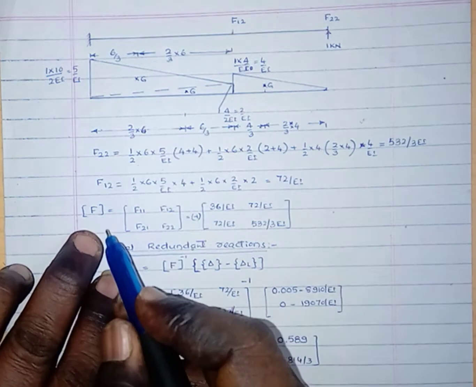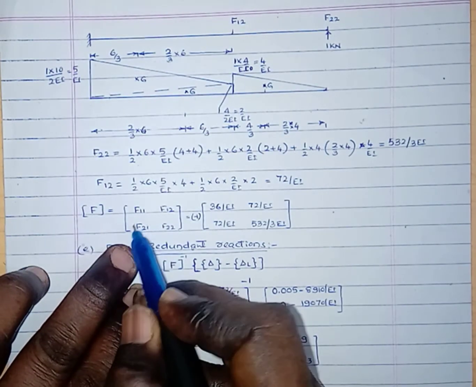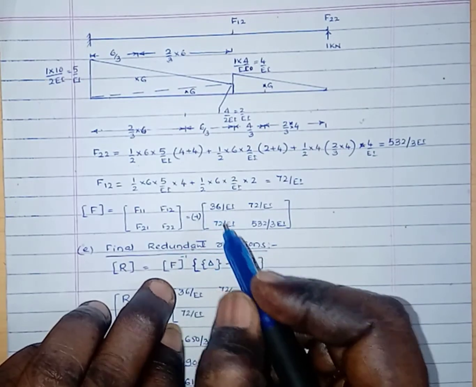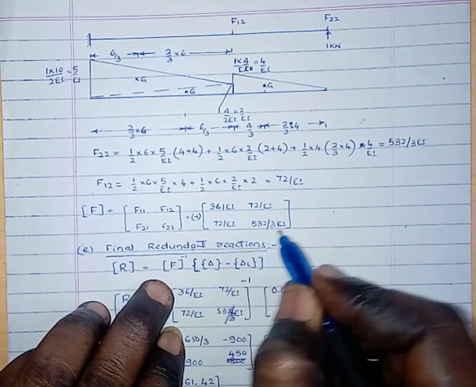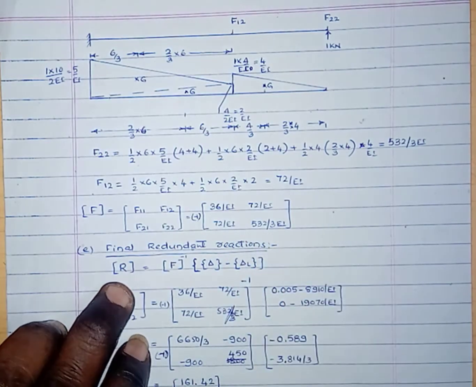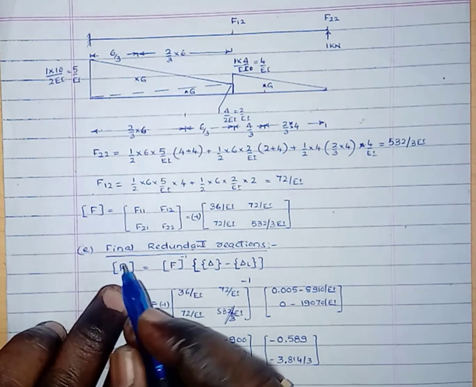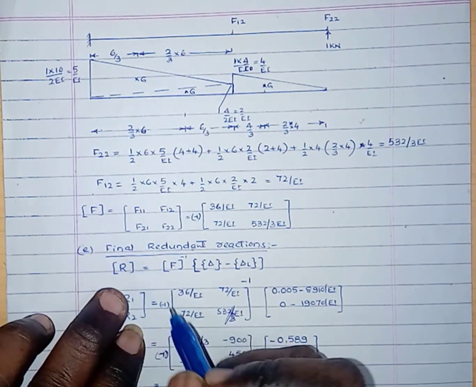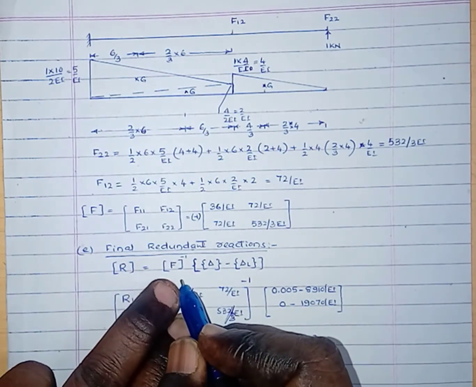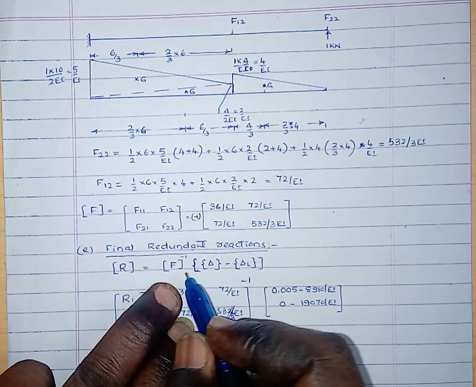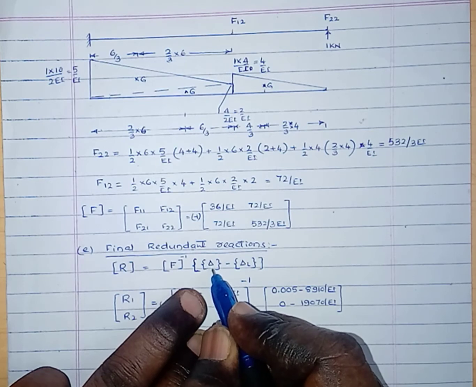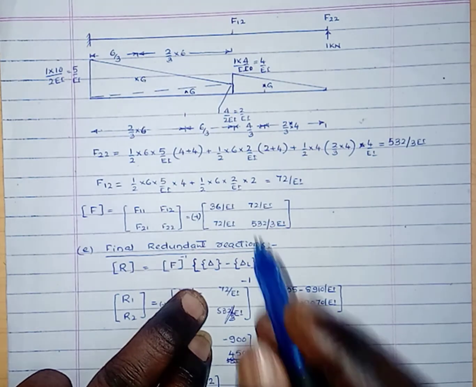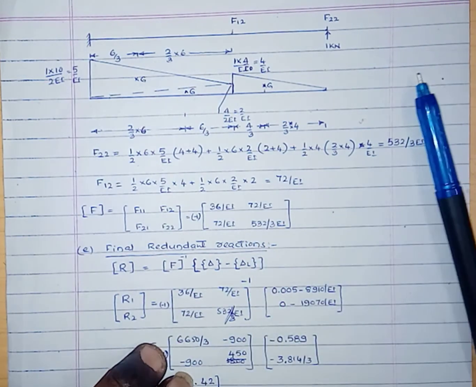The flexibility matrix F is given by F11, F12, F21, F22. Here these are 36 by EI, 72 by EI, 72 by EI, then 532 by 3EI. The final redundant reactions are given by R equals the inverse of the flexibility matrix into the displacement vector due to sinking and settlement of the support minus the displacement due to the external applied loads.